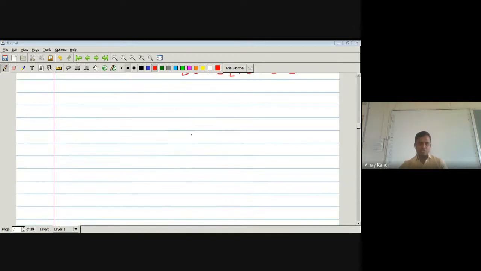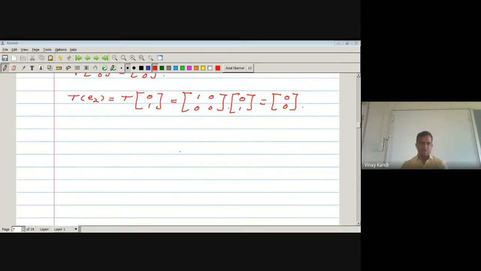Okay, let us take one more example so that it becomes clear. Now let us take beta and beta 1 as different. Suppose example number 2: T is the transformation from R2 over R to R3 over R, defined by T of (x, y) is equal to (x plus y, x minus y, x).